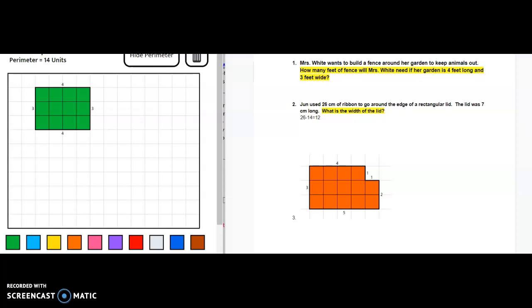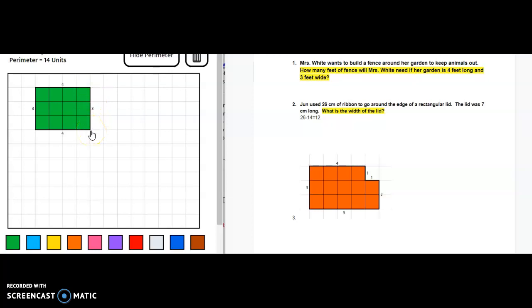Hey guys, I'd like to work with you today on some perimeter word problems. Number 1 says, Mrs. White wants to build a fence around her garden to keep animals out. How many feet of fence will Mrs. White need if her garden is 4 feet long and 3 feet wide? Okay, so over here on this computer program, it's called toytheater.com, I have created her garden, which is 4 feet long and 3 feet wide.